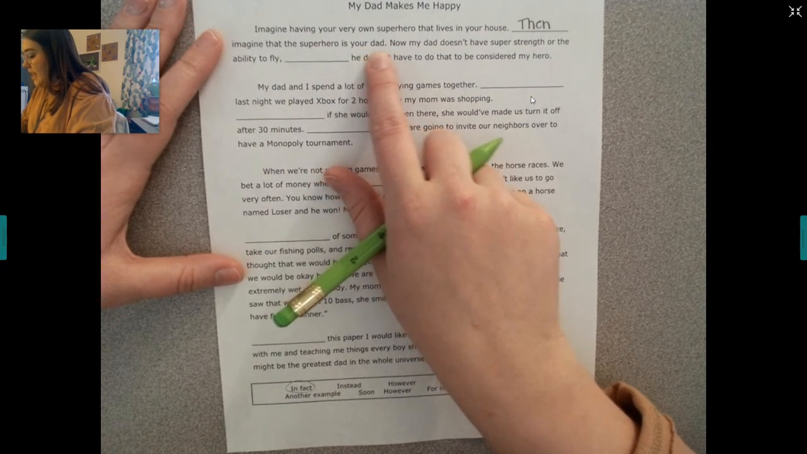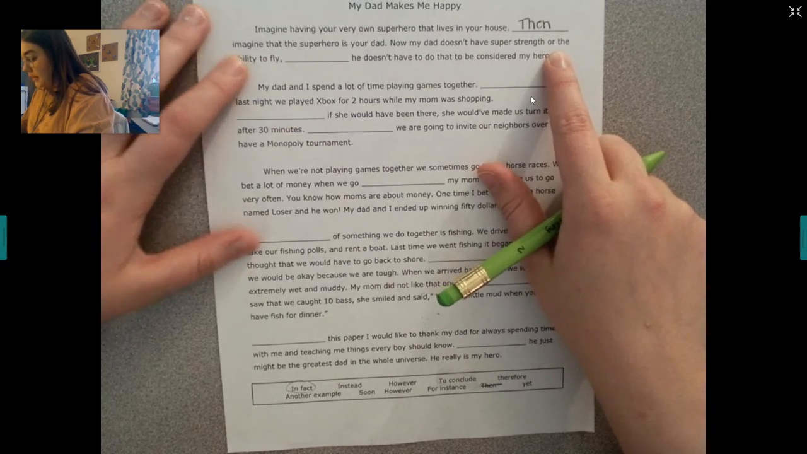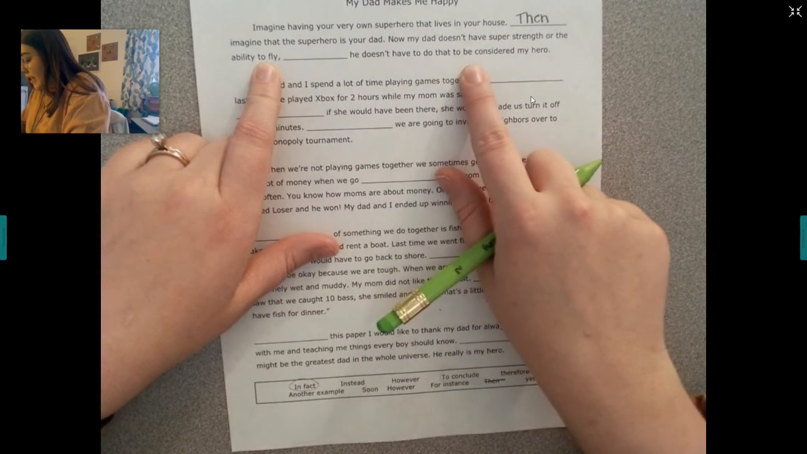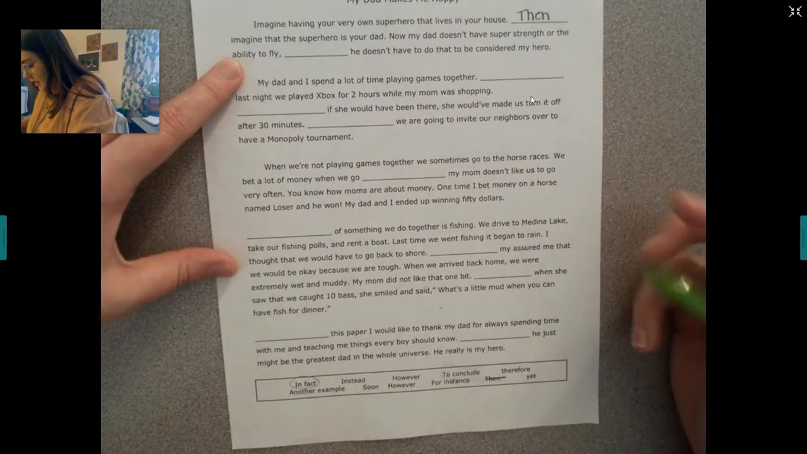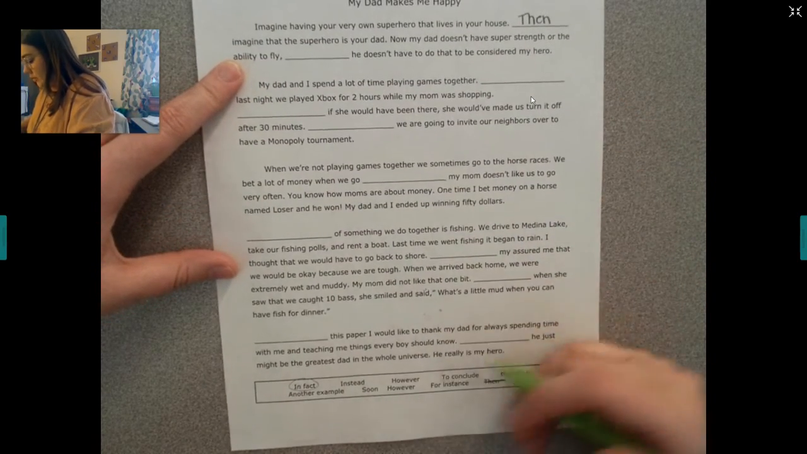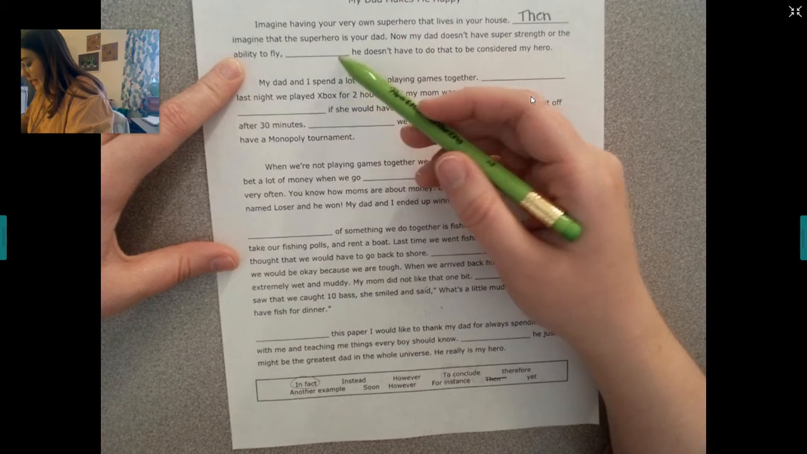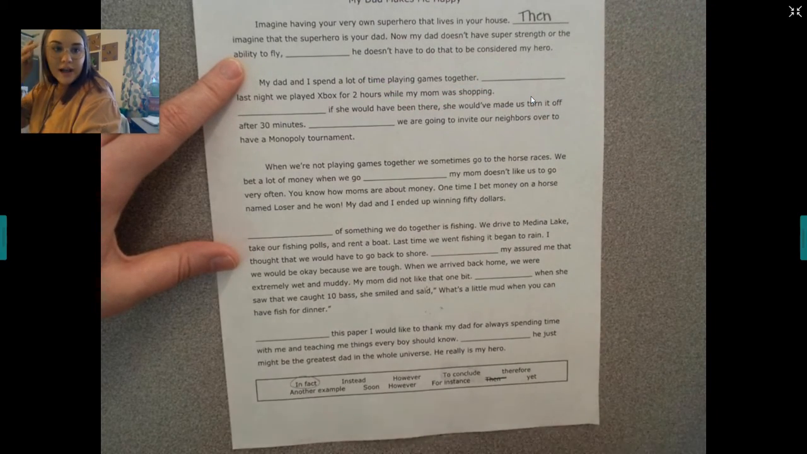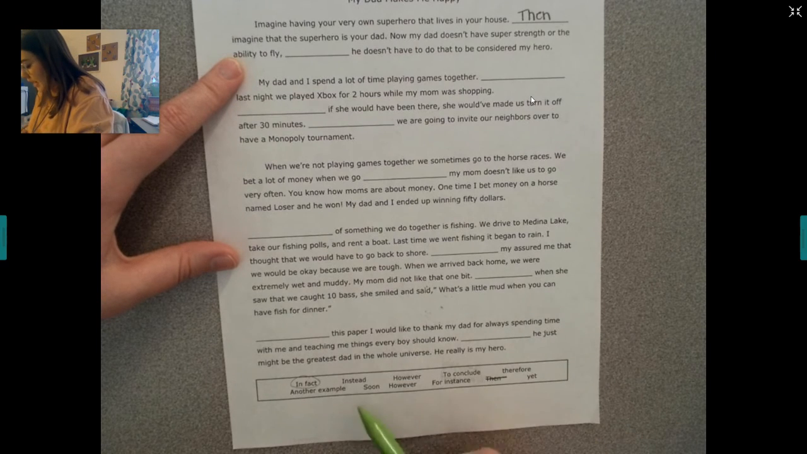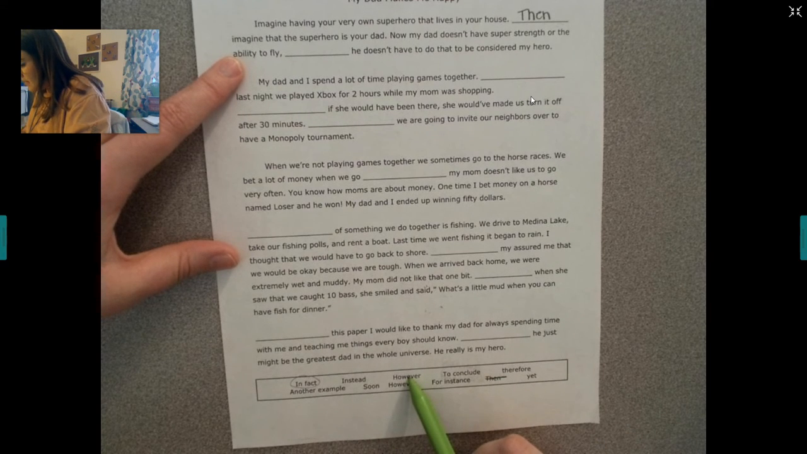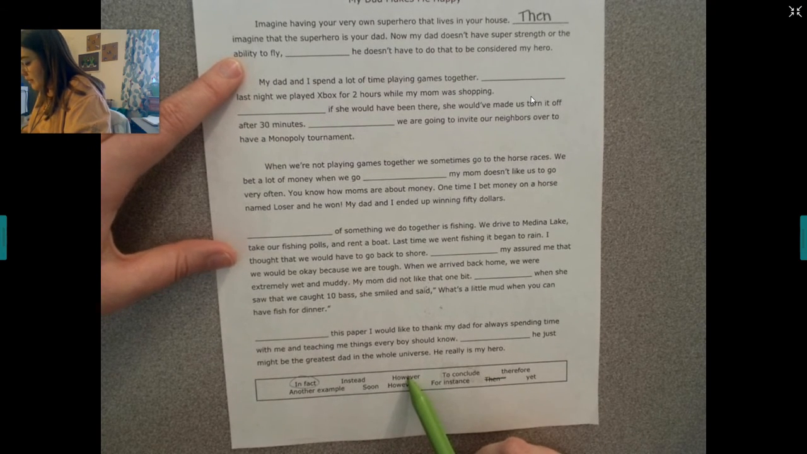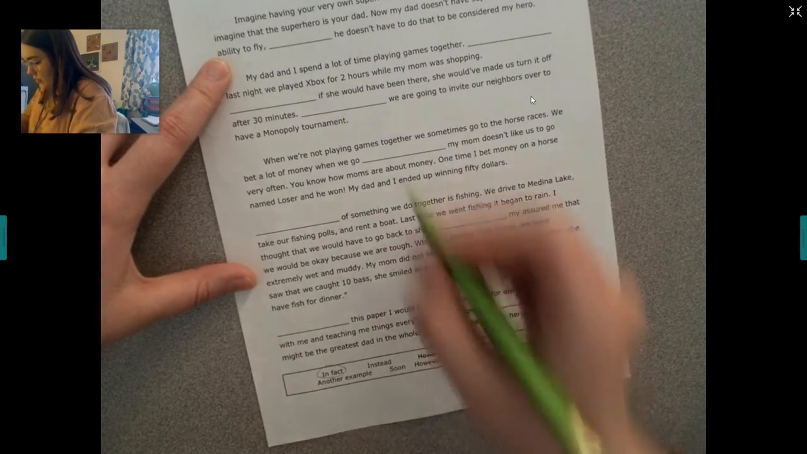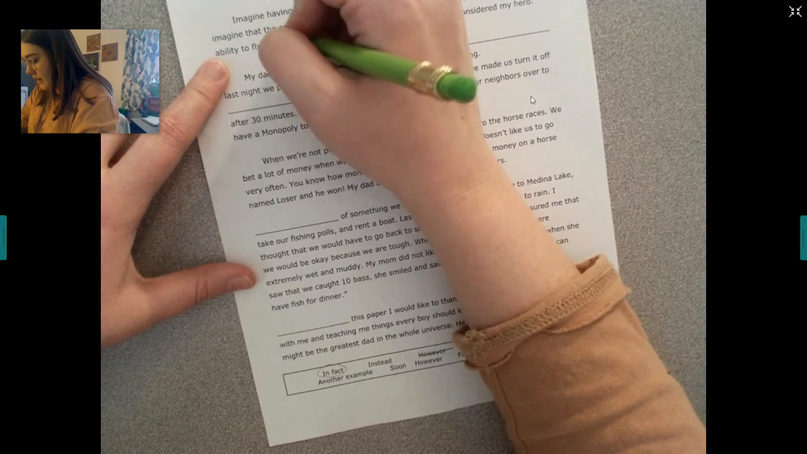Let's keep reading. Now, my dad doesn't have super strength or the ability to fly. Blank, he doesn't have to do that to be considered my superhero. When I think of a transition word just off the top of my head, I feel like I would say however, something of the in contrast ones. Let's see how however sounds. My dad doesn't have super strength or the ability to fly. However, he doesn't have to do any of that to be considered my superhero. Ooh, that one sounds really good right there.